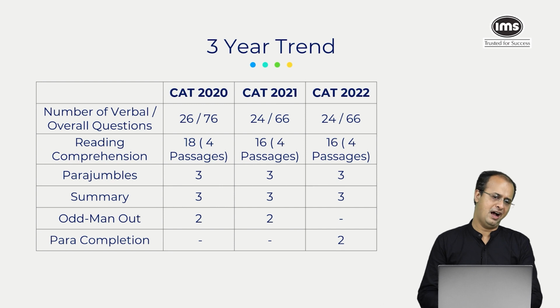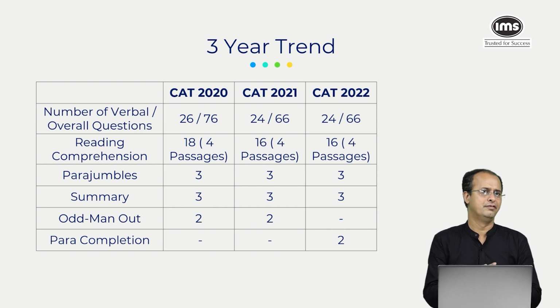So, if you see, RC had 16 questions out of 24 for the last 2 years, and the remaining 8 questions were all verbal reasoning questions, also called verbal ability. There were no grammar questions, no vocabulary questions.